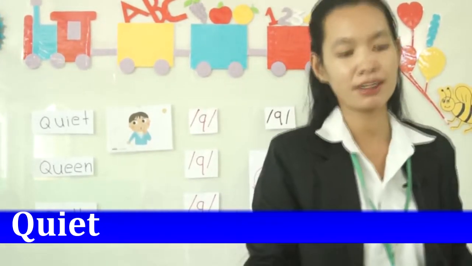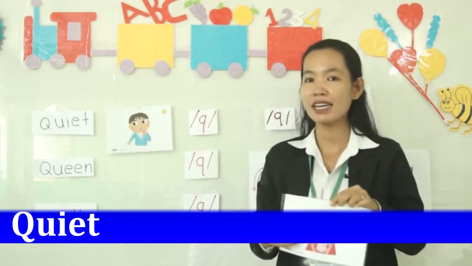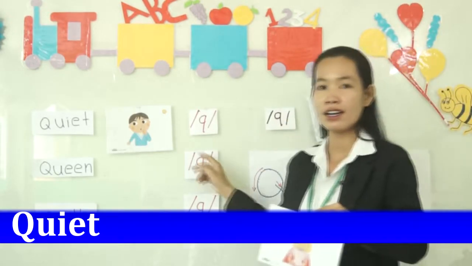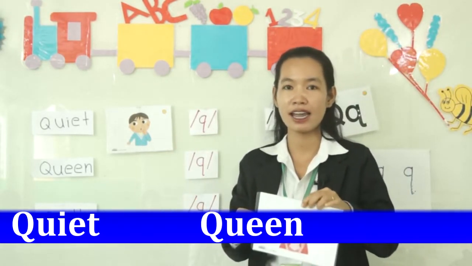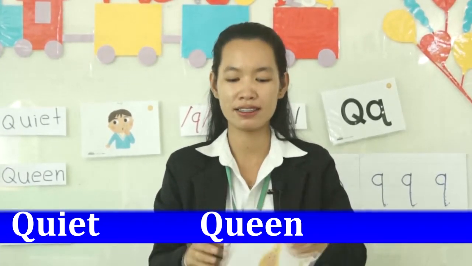The second word is Q, queen. Okay, everyone? Can you repeat? Queen. Okay? Yeah, very good. Queen.